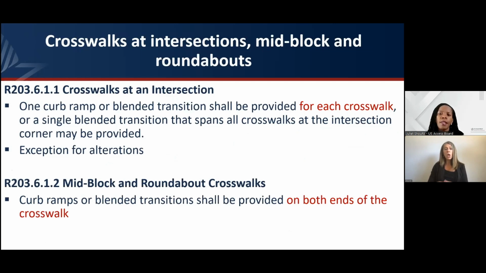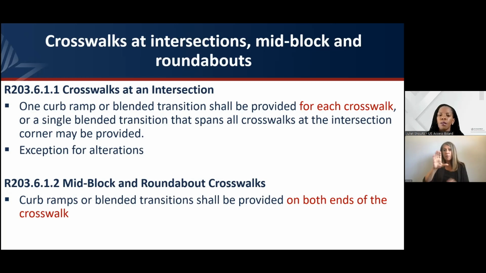Curb ramps are required at each crosswalk. So in the final rule at R203.6.1.1, crosswalks at an intersection, what we require is one curb ramp or blended transition be provided for each crosswalk or a single blended transition that spans all crosswalks at the intersection corner. Except in alterations, we do have an exception for alterations.